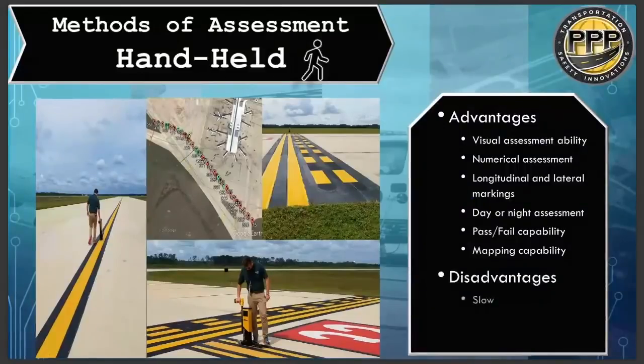Disadvantages: it's slow. It's as fast as you can walk and pull the trigger. So it's a little bit slower, especially when you compare to the upcoming mobile. Also, it's not comprehensive in such a way as that you're probably taking measurements every 20 feet, 50 feet, 100 feet, whatever you decide that number is going to be, that interval. And the tighter that interval, of course, the slower the assessment's going to be. It's not as comprehensive as a mobile device would be.